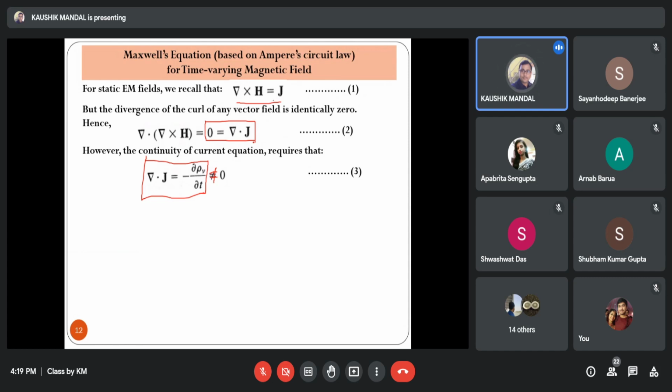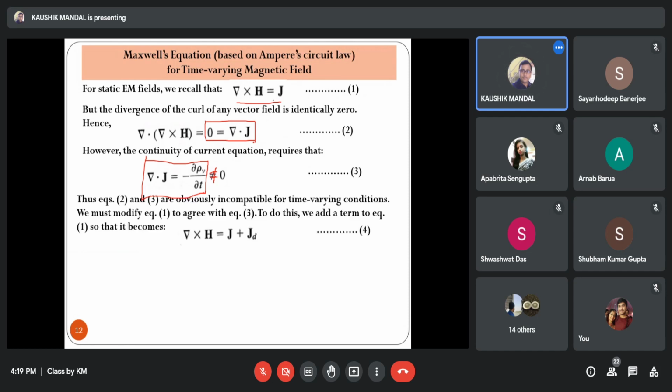So there is some disparity between these two equations. One is saying that divergence of J equals 0, and another is saying that divergence of J equals minus del rho v del t. So obviously there is some fallacy between these two equations. Now this equation 2 and 3 become incompatible for the time varying field.